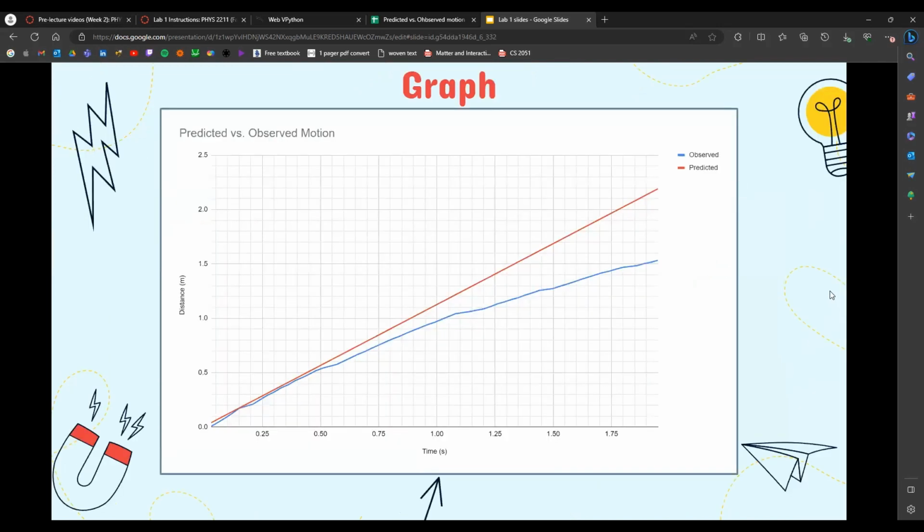For the graph, as you can see, the observed model was most definitely not in constant velocity, since it reached slower or lower positions compared to the predictive model as time passed. Although there was a very similar trajectory at the start of both models.